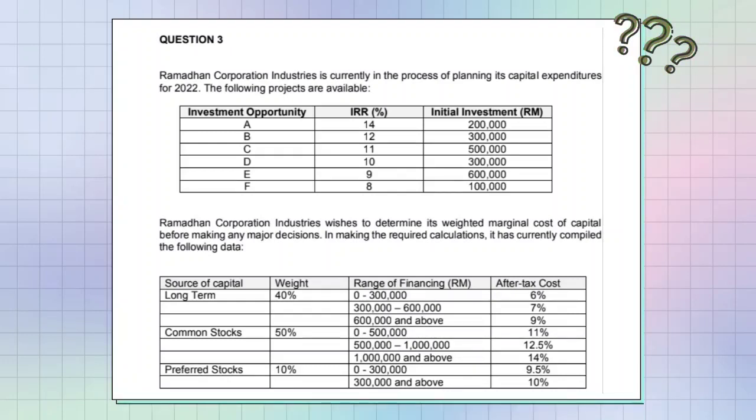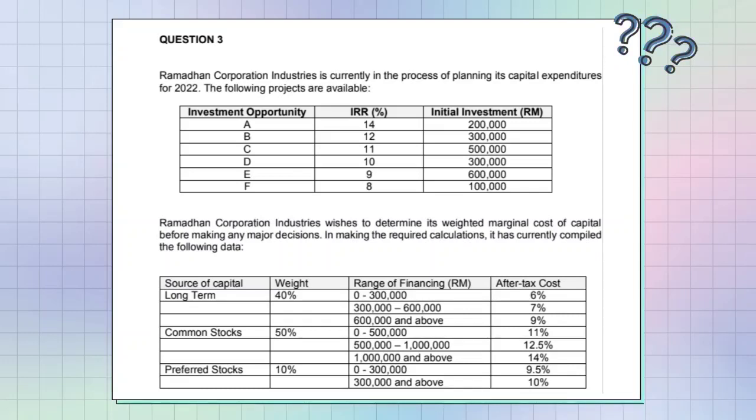Ramadan Corporation Industry is currently in the process of planning its capital expenditures for 2022. The following projects are available from Project A until F. Ramadan Corporation Industry wishes to determine its weighted marginal cost of capital before making any major decision. In making the required calculation, he has currently compiled the following data in a display table.